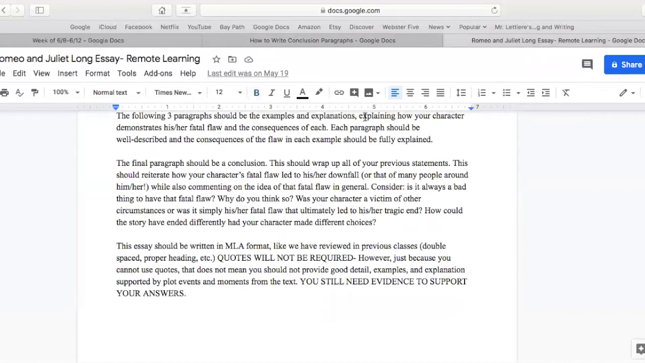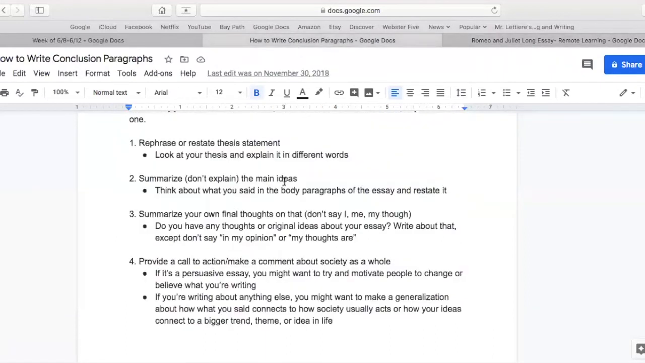Does this fatal flaw always have to be a bad thing? Maybe impulsivity can sometimes be good. It can give you a fresh perspective on life. It can make things more interesting. So you can say a lot in your conclusion that would be interesting and less repetitive.